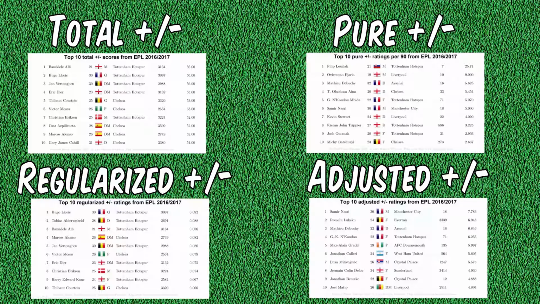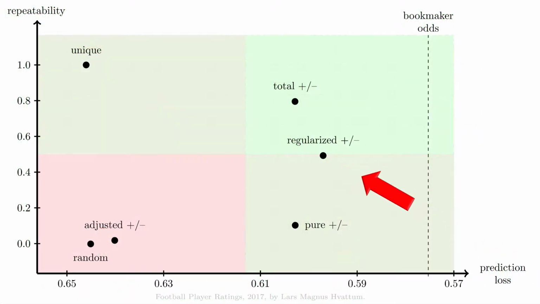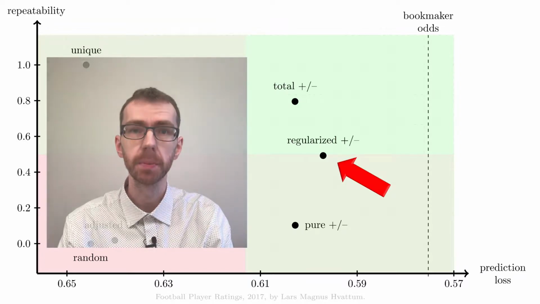Let's check if this has any consequences for the regularized adjusted plus-minus ratings. First, let us recall the rating systems that we considered in the previous video, where the regularized adjusted plus-minus rating was the one giving the best prediction loss. Oh, and if you missed the video on how to evaluate player ratings, there's a link in the description below.